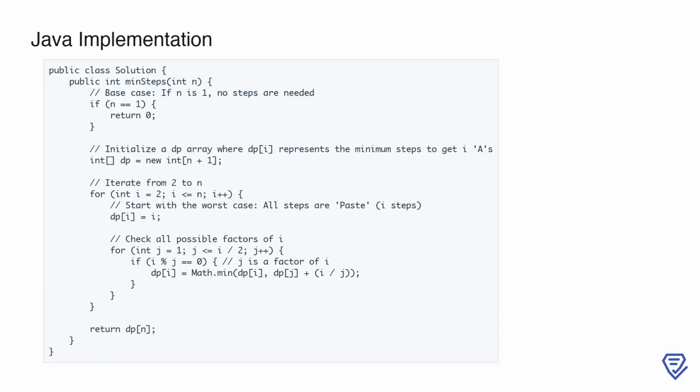This is the Java implementation of LeetCode problem number 650, 2 Keys Keyboard. The solution uses a dynamic programming approach where we calculate the minimum steps required to produce n A's. The logic mirrors the Python implementation, with adjustments for Java-specific syntax, such as array declarations and the use of Math.min for comparisons. The DP array stores the minimum steps for each number of A's, and we iterate through possible factors of i to minimize the steps. The base case handles n equals 1 directly.